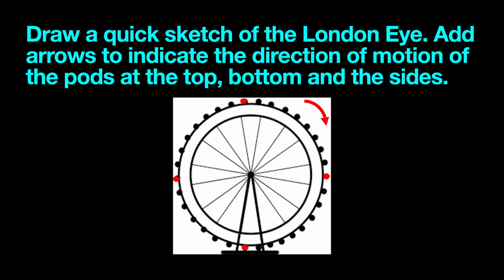Now before we get into this question, draw a quick sketch of the London Eye and add arrows to indicate the direction of motion of the pods at the top, at the bottom, and on the sides. And in this case, the London Eye is moving in a clockwise direction. But focus on those individual pods. How are they moving? Pause the video and have a go.